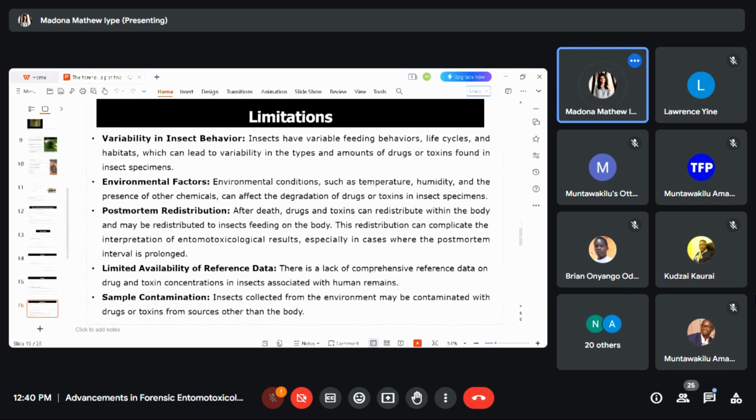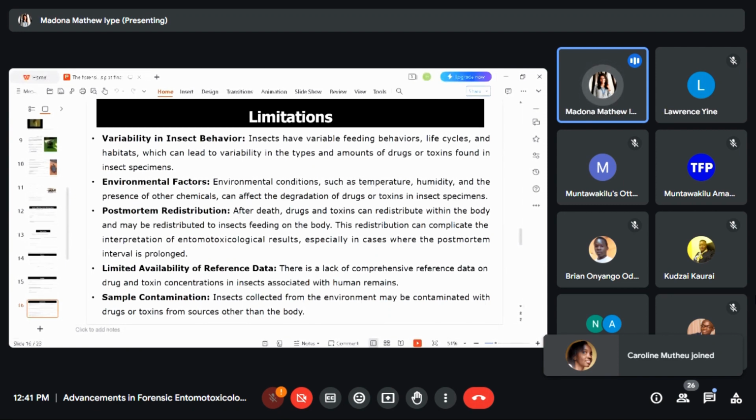Now we were discussing the advantages or the clues that forensic entomology and entomotoxicology can give. Now let's see what the limitations are, as we know that both the branches are not as well developed as forensic chemistry, toxicology, biology, or questioned documents. So what are the limitations?